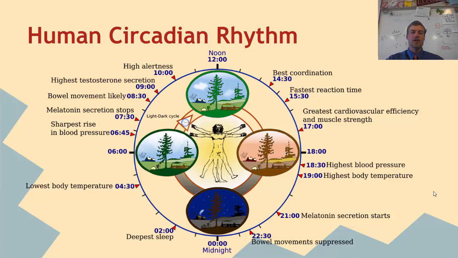For humans, our circadian rhythm is generally impacted by melatonin levels, and we tend to be able to do different things at different times of night. So late at night is when our melatonin secretion starts. That is around 9 o'clock, which is when the sun tends to start going down. And that is part of the reason why you get tired at night, is because your melatonin levels have increased. You stop secreting melatonin in the morning.